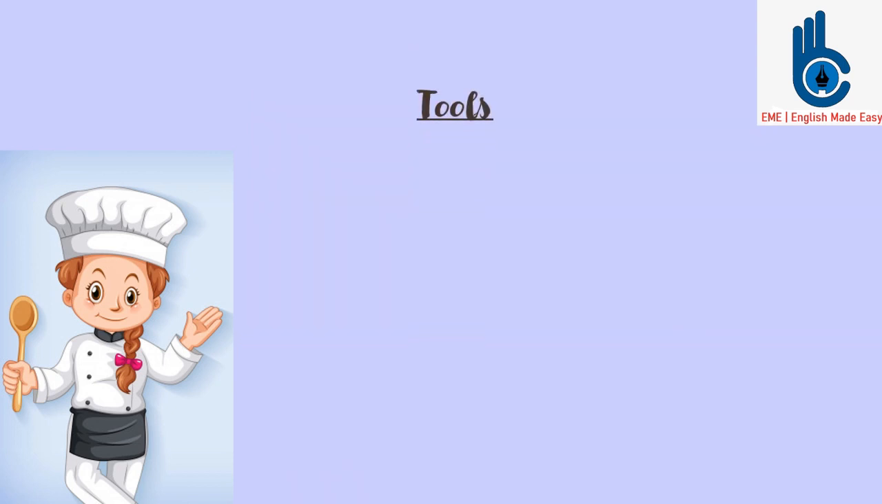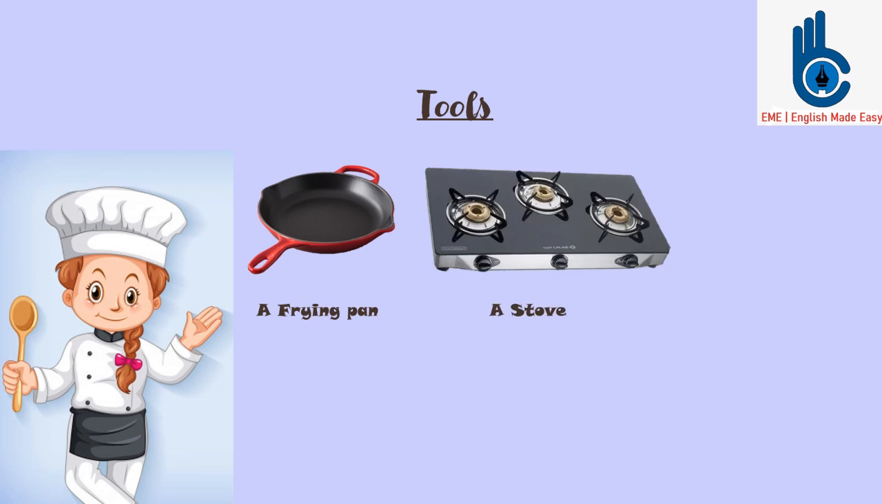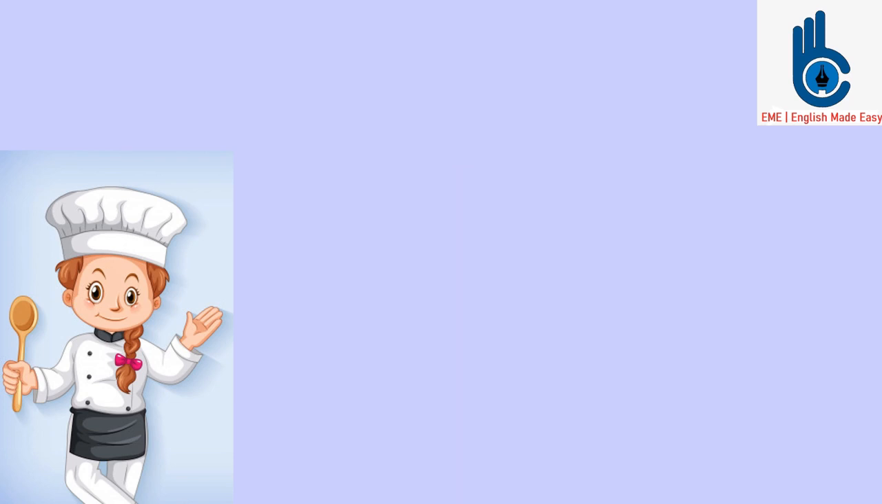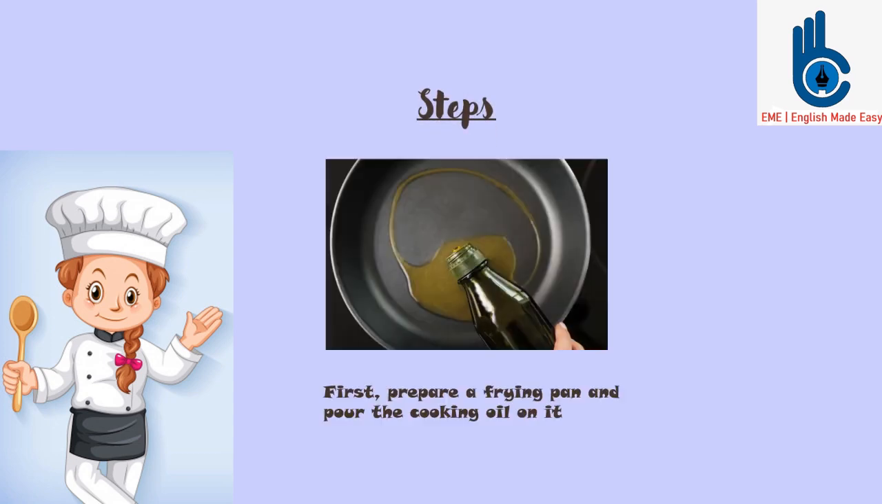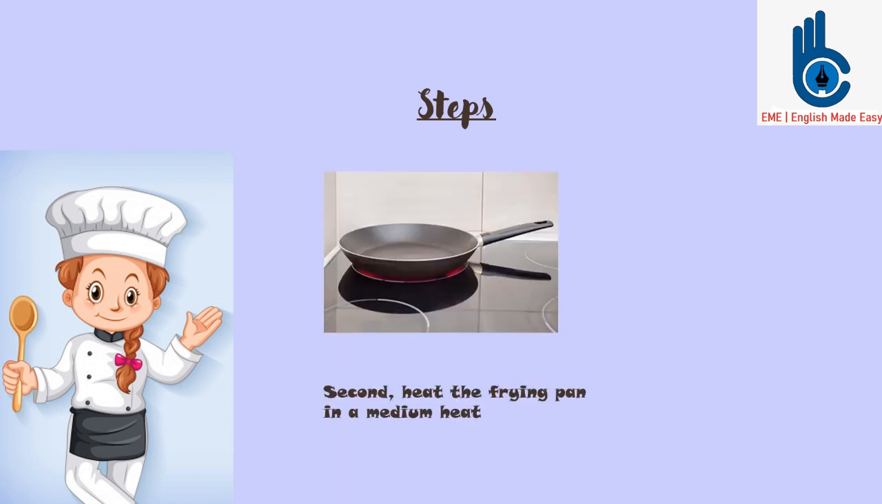The tools that we need are a frying pan, a stove, a spoon, a spatula, a plate, and a knife. Steps. First, prepare a frying pan and pour the cooking oil on it. Second, heat the frying pan in a medium heat.